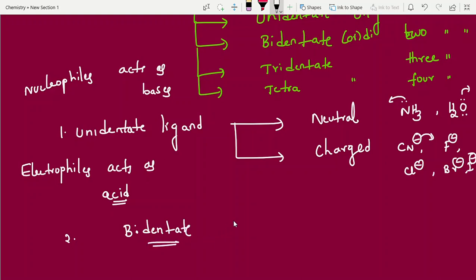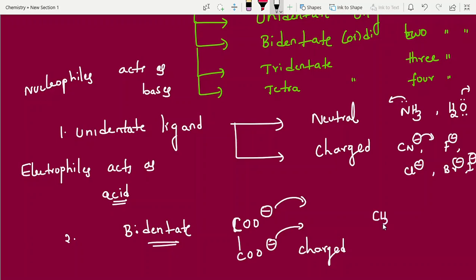Bidentate, or didentate: two donor sites, right? So I am writing examples here. Oxalate ion, COO minus, COO minus. This is a charged ligand. See, it is donating electrons, it is donating electrons. How it accepted the negative charge, that is not our matter. It has two negative charges, electron rich species, ready to donate electrons. So two sites means bidentate ligand. That's it.